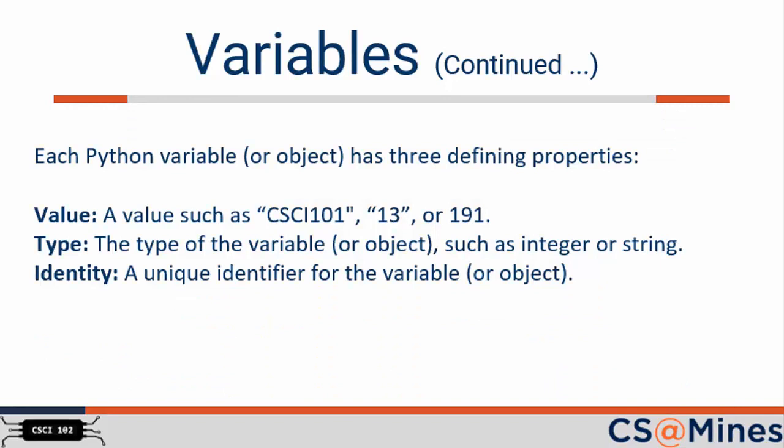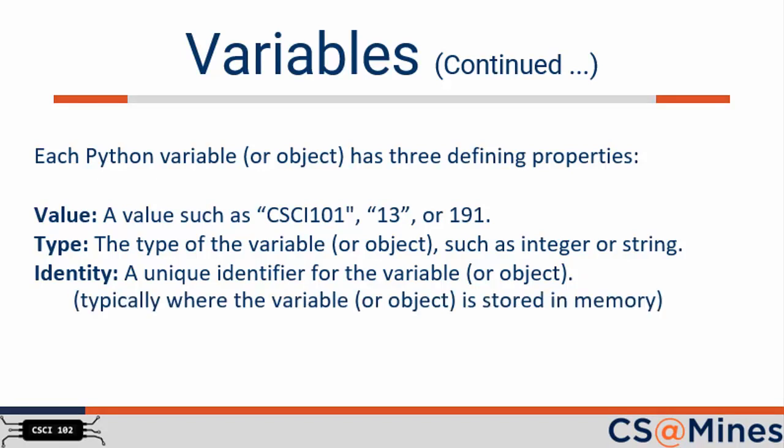The first property is the value of the variable, such as CSCI 101, 13, or 191. In other words, what is the value in the variable's memory address or box? The second property is a type of the variable, such as an integer, which is a whole number, or a string, like a word. The last property is the identity of the variable, which is basically where the box for the variable is in memory. Typically, this identity is the address where the variable is stored in memory. That is the location of the box.